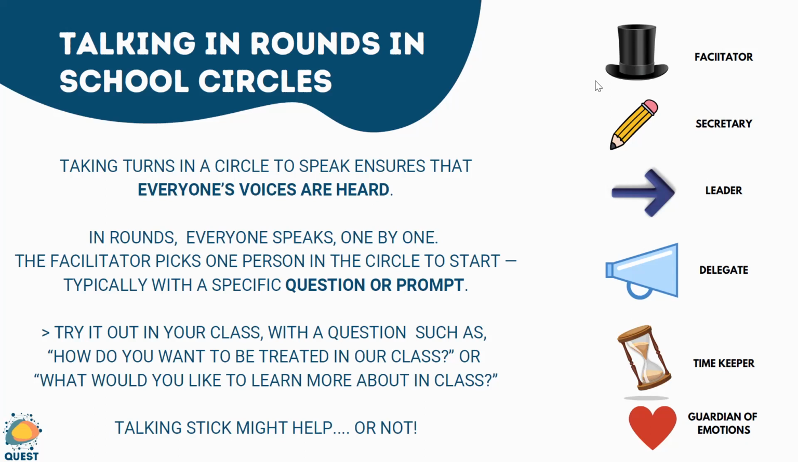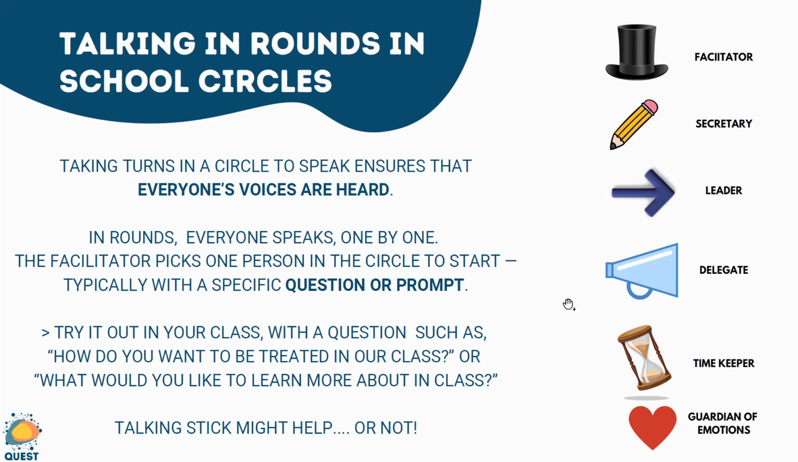The facilitator normally picks one person in the circle to start, and it can also be done with an initial question or a prompt. And we can have this round also to get feedback or to improve the class atmosphere. So questions such as, how do you want to be treated in your class, or what do you want to learn more in your class? Starting to have this round with students is extremely important, because it starts mobilizing their interest, what they want to do, and allowing them to express themselves.